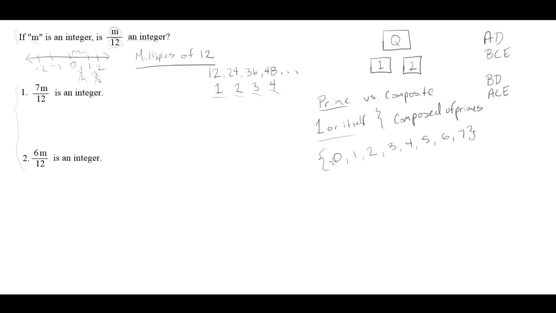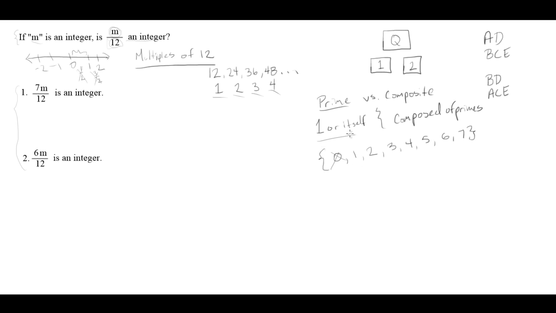Think about it this way. How many times can 0 go into a number? It can't go into a number any time, so anything divided by 0 is undefined. 0 is not prime. 1 divided by 1 is 1, so that's divisible.